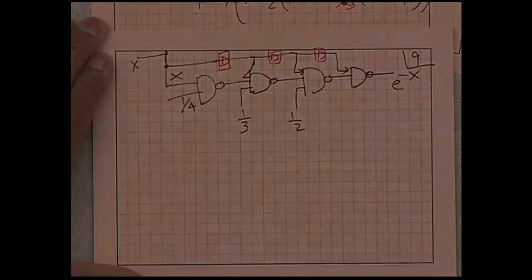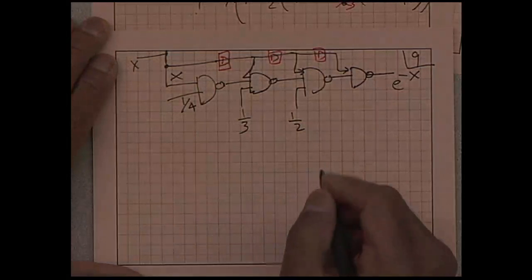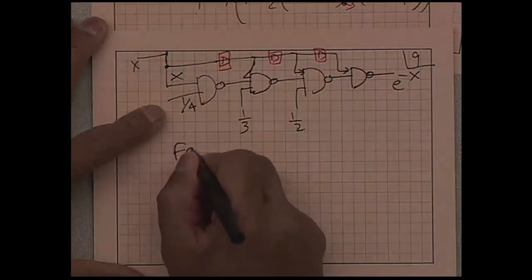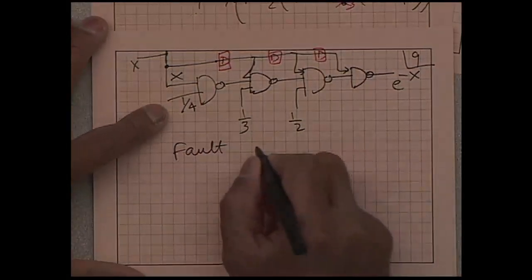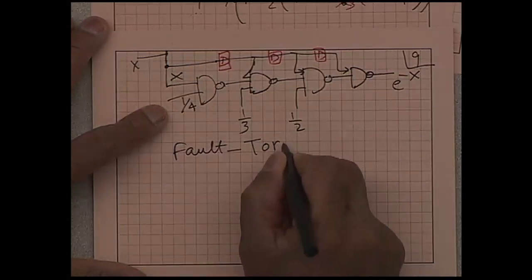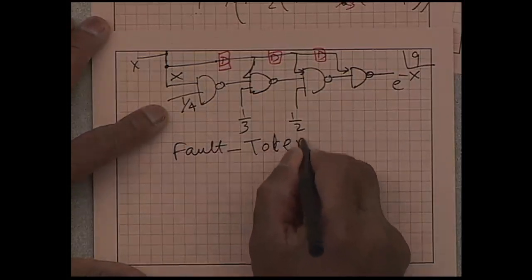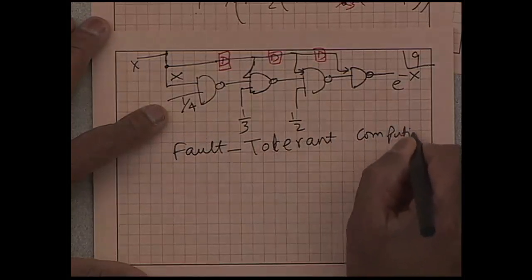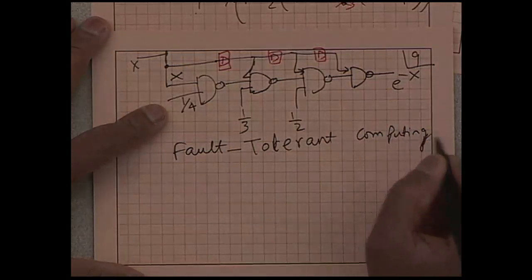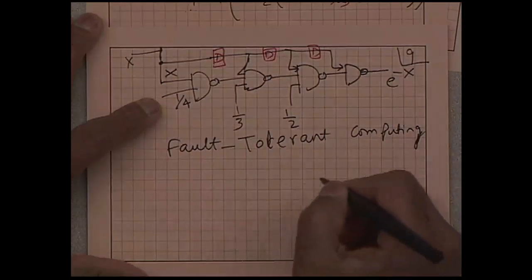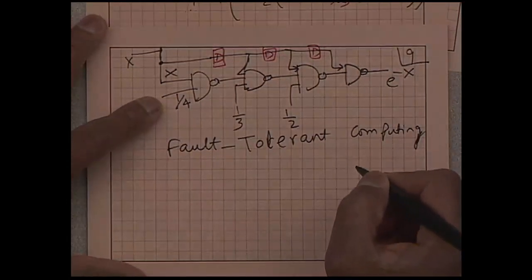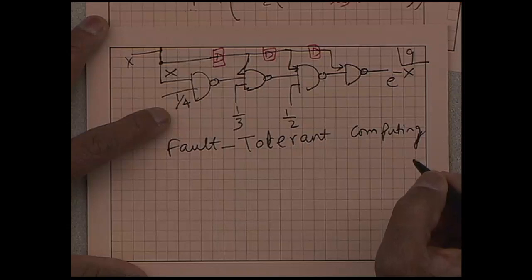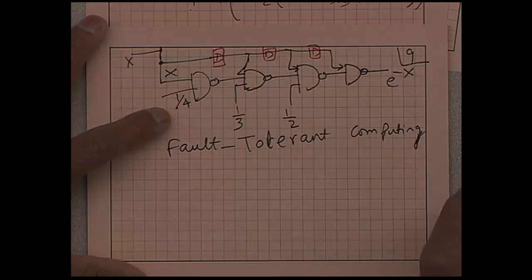So one of the reasons why people have been, or in those days in the 1960s, apart from low area, there was a lot of interest in fault tolerant computing. And in fact, ideas like triple modular redundancy by von Neumann were part of that process. A lot of the computer parts used to fail.